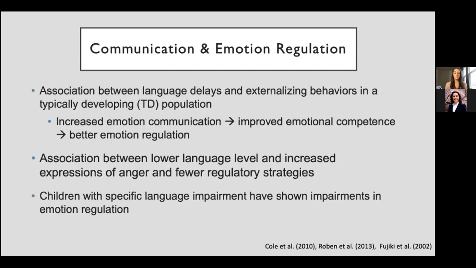Another thing that may influence children's emotion regulation and frustration is communication. There's some evidence of this done in typically developing children. For example, Cole, Armstrong, and Pemberton found an association between language delays and increased externalizing behaviors, or expressions of anger and frustration in typically developing children. The authors proposed a model about this relationship, suggesting that increased emotion communication, or the use of emotion words, helps to improve the emotional competence of the child, which provides them with the tools to better regulate their emotions. There's also an association between lower language skills and increased level of anger and fewer regulation skills. This relationship has also been studied in other populations. For example, children with specific language impairment have been found to have worse emotion regulation compared to typically developing children.